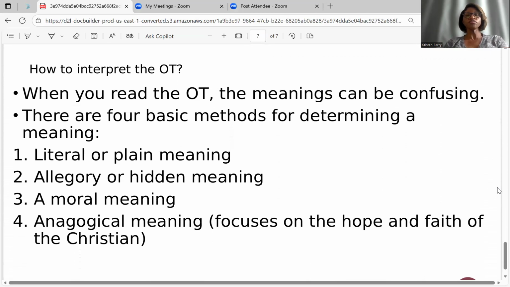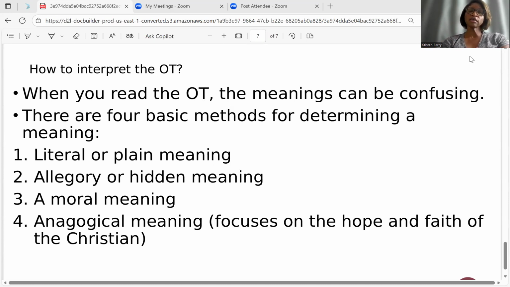Okay. One of the things that is very difficult, even for myself, reading the Old Testament as opposed to the New Testament, is that it is very confusing. So there are four basic methods that you're going to need to determine. One is a literal or a plain meaning. So some scriptures are just going to say exactly what it means. It is what it is.